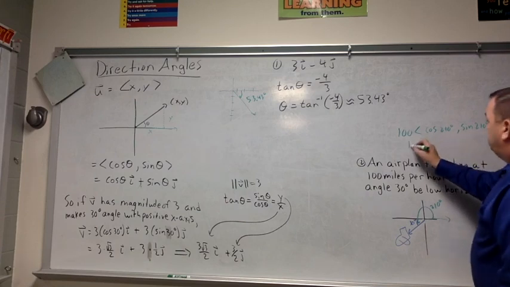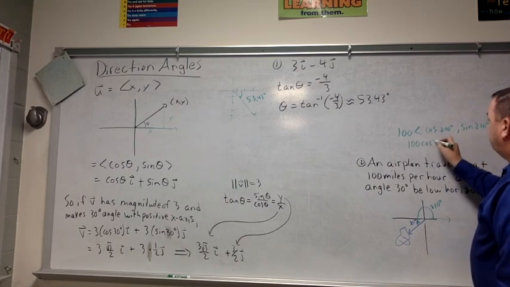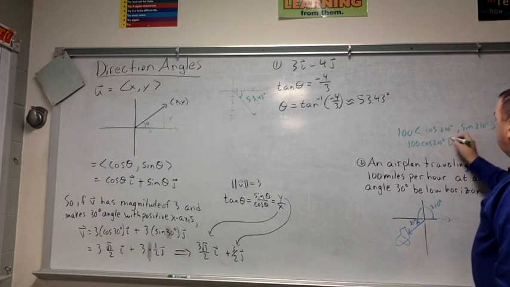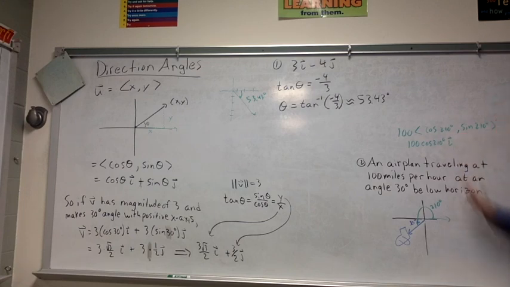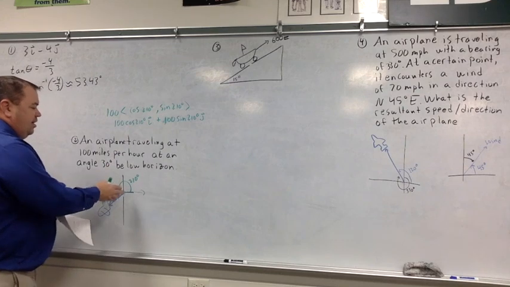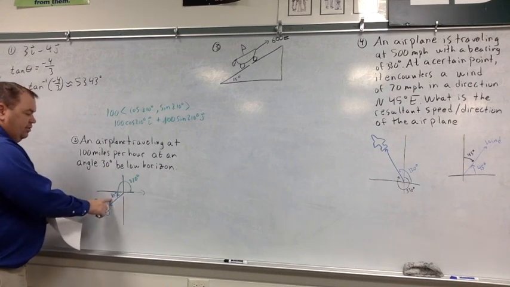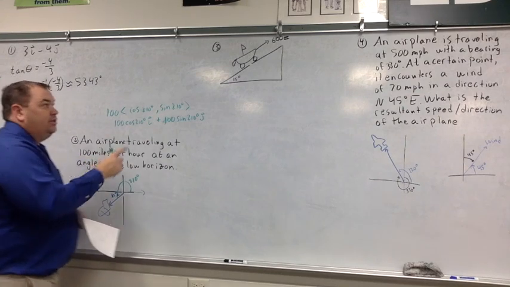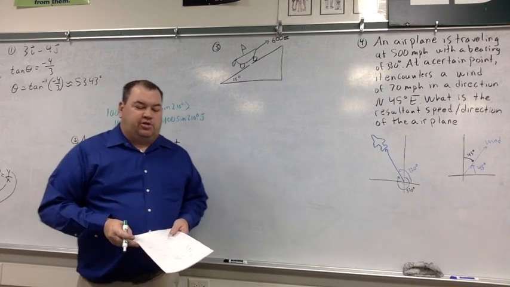Now again, if you wanted to, I could write it in unit vector notation. This is the x direction. This is the y direction. So now that we've looked at an example where they gave me the angle, they gave me the magnitude, let's look at a practical application.